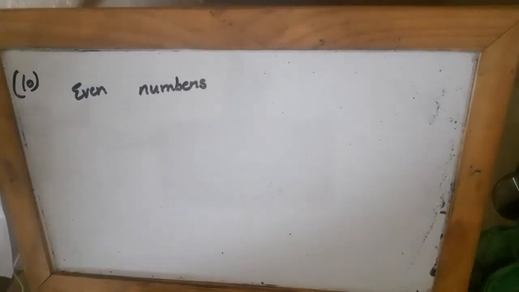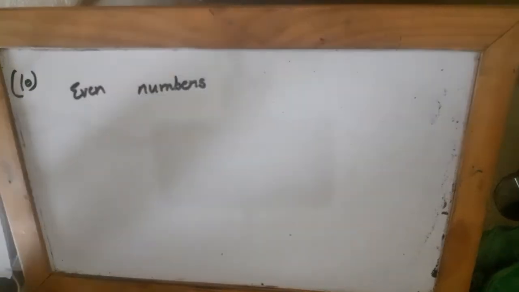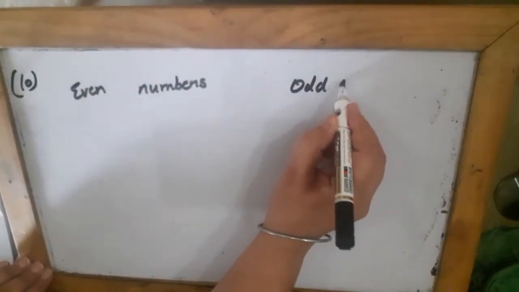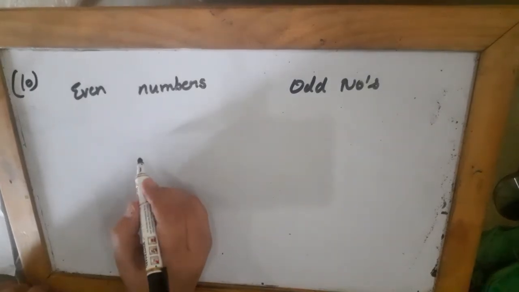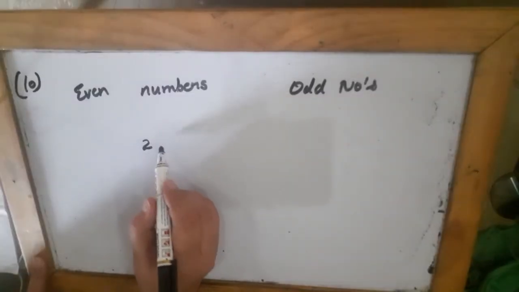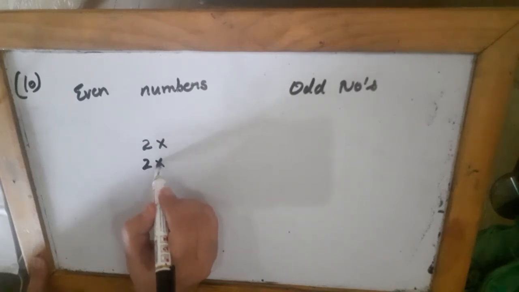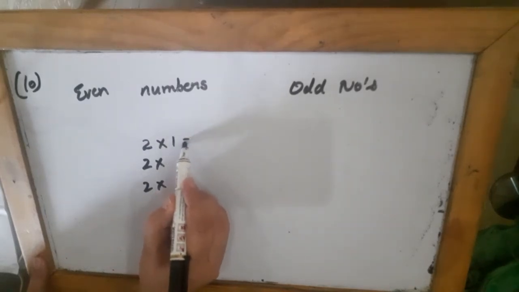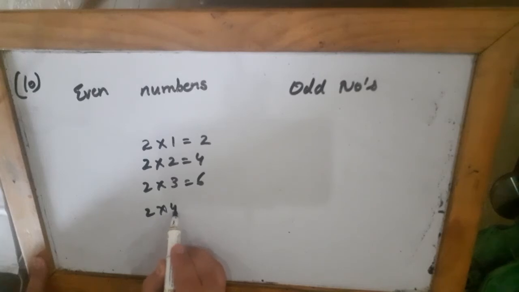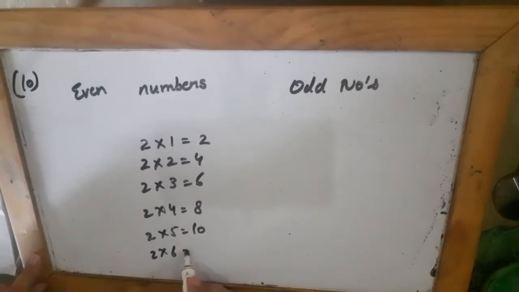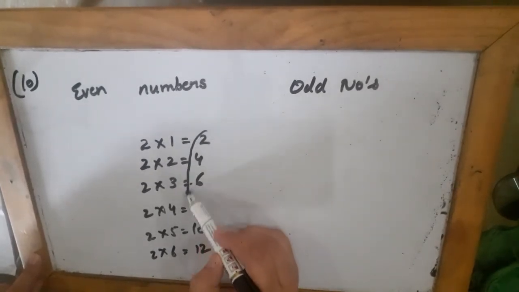Now we will start with the 10th question, but before that, we will find out what even numbers and odd numbers are. You have learned this in your previous classes, but let us revise. If I write the multiples of 2, how will I get them? By multiplying 2 with other numbers: 2 1s are 2, 2 2s are 4, 2 3s are 6, 2 4s are 8, 2 5s are 10, 2 6s are 12.